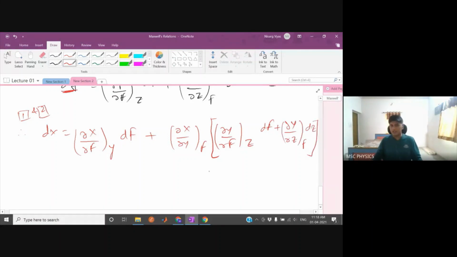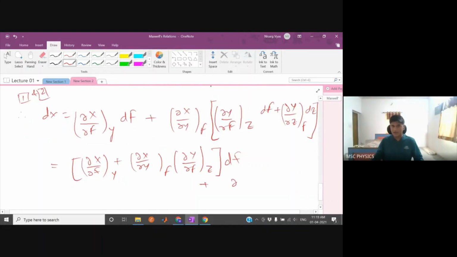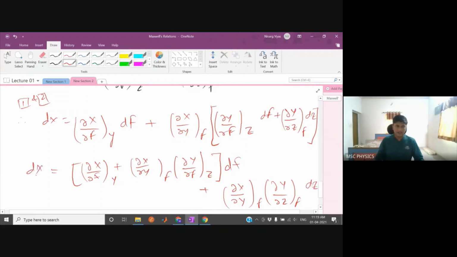I just wrote this at the place of dy, and eventually you can combine these terms of df and df together. It becomes del x by del f. I'm doing some boring mathematics, you will know later why am I doing this. Okay, so this del x by del y at constant f into del y by del f at constant z into df plus, this is the df part, the last part of dz is still there, so dz part tells you that del x by del y at constant f into del y by del z at constant f dz. This is the part of dz, this is dx.